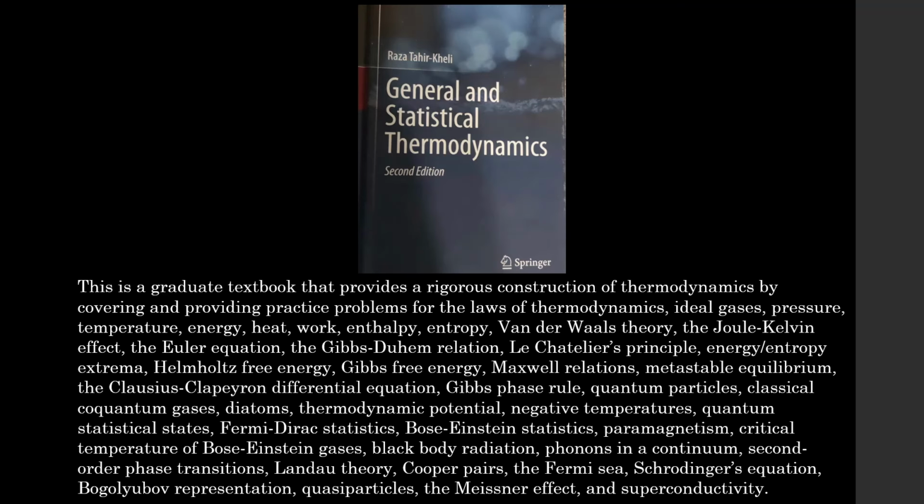This one will go further into things such as those spin statistics theorem results in Fermi-Dirac statistics and Bose-Einstein statistics as well. And it'll go into things like Landau theory, Cooper pairs, quasi-particles, superconductivity, and things of that nature. And that's, of course, after covering the basic theory of thermodynamics prior.